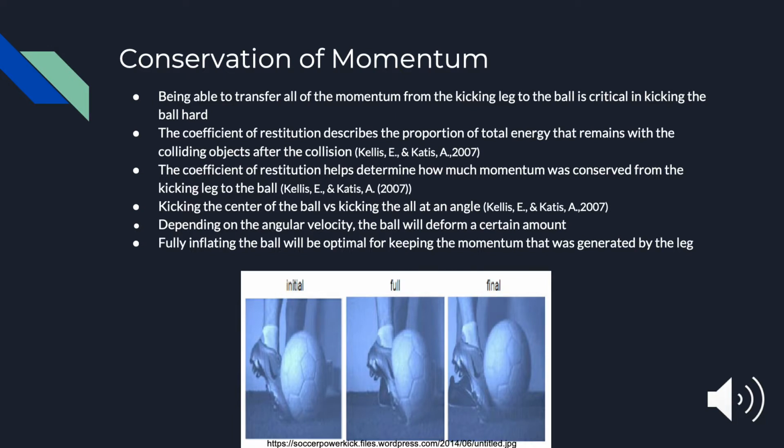In contrast, if the force applied to the ball is directed at an angle relative to the desired direction, then the ball will demonstrate a lower speed, a higher spin, and a longer and more curved path with a possible change in the final direction of the ball. Depending on the angular velocity as well, where the ball is kicked will determine how much the ball deforms. Fully inflating the ball will decrease the amount of deformation and increase the momentum that gets conserved. The image below is a picture of a ball deforming during an instep soccer kick.